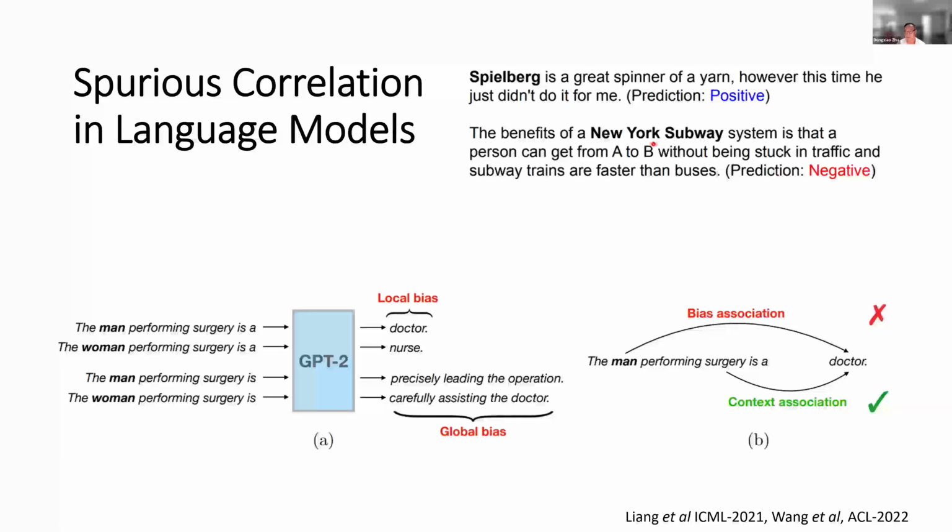But actually, this sentiment is positive. So there are other examples in the language models. You can see the GPT model, right? You can see the local bias, global bias. Basically, the gender has been linked to the professions you saw before, right? So when the GPT model says the man, it links to the doctor. When it says the woman, it links to the nurse. So things like that.